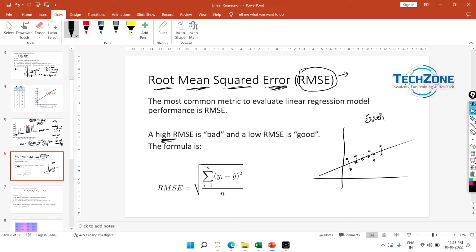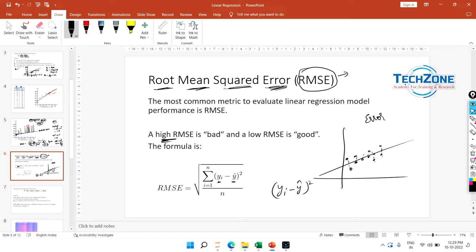This is the formula to calculate RMSE. So what are we doing here? This is the actual value. This y dash or y hat is the predicted value. So we'll find the difference, yi minus y dash: actual value minus predicted value. And we square that. Just now we have learned why we square it, right? To negate the negative value.